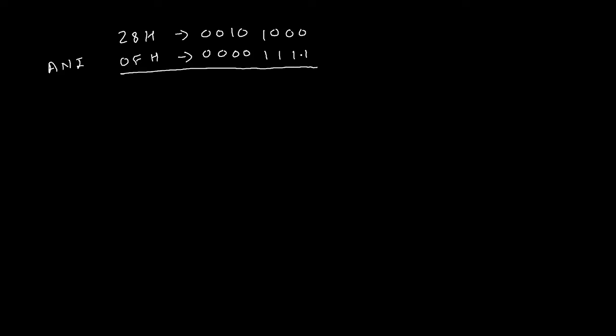We will start with the given number 28H, which can be written as 0010 1000. Then we will AND immediate it with 0FH. So 0 can be written as 0000 and F can be written as 1111. Now we will perform the AND operation between them. 0 ANDed with 1 is 0, 0 ANDed with 1 is 0, 1 ANDed with 1 is 1, and so on, giving 0000 1000. So we got this value as 08H. We started with 28H and after ANDing with 0F, we got 08.